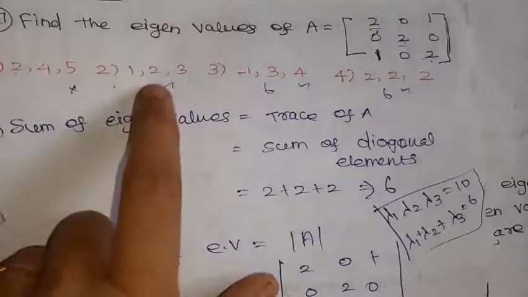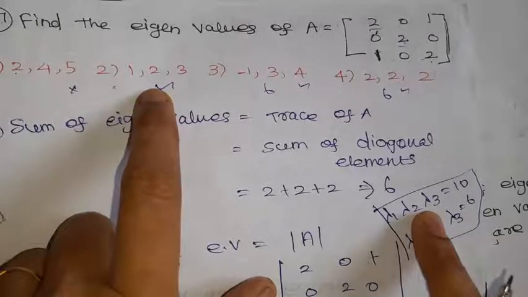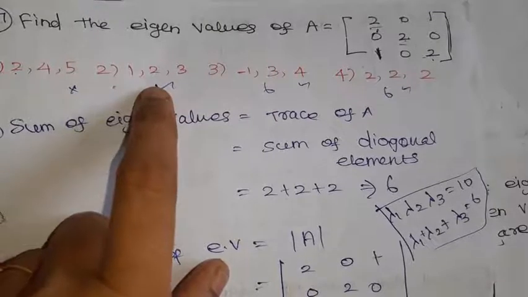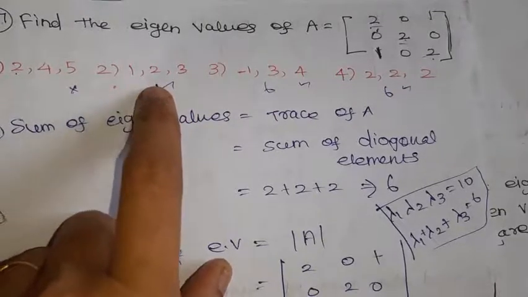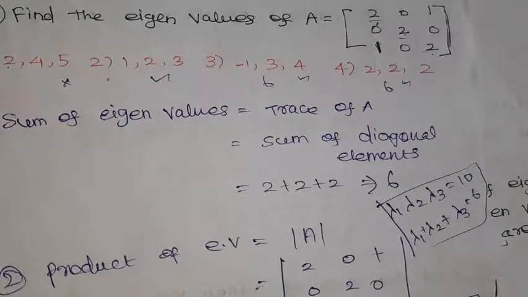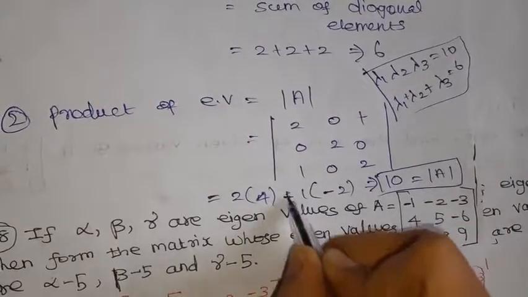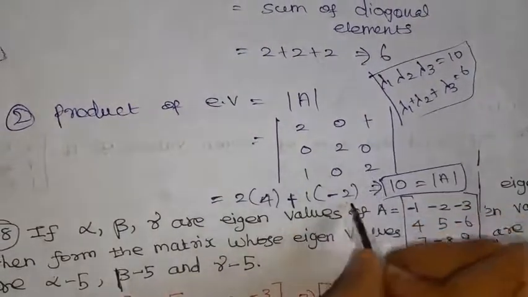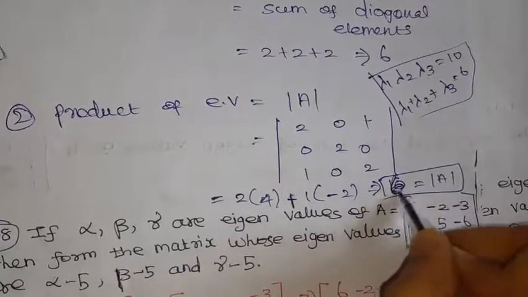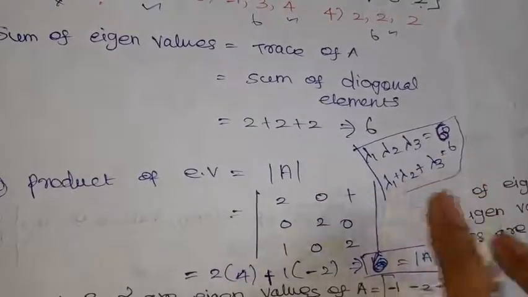For this check, the addition is 6, then what is the product? The product of eigenvalues is nothing but the determinant. It is not minus 1 actually, here I made a mistake. It is plus 1 only, so minus 2. 8 minus 2, we are getting 6. So the sum and product of the eigenvalues should both be 6.